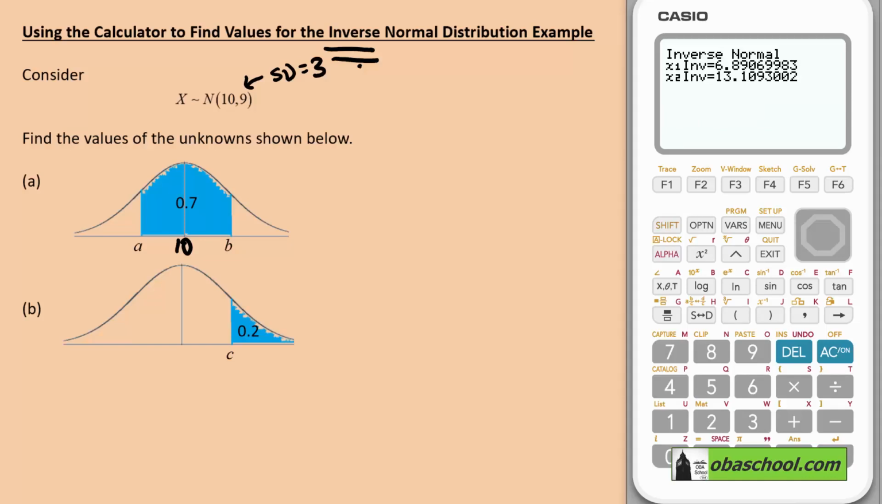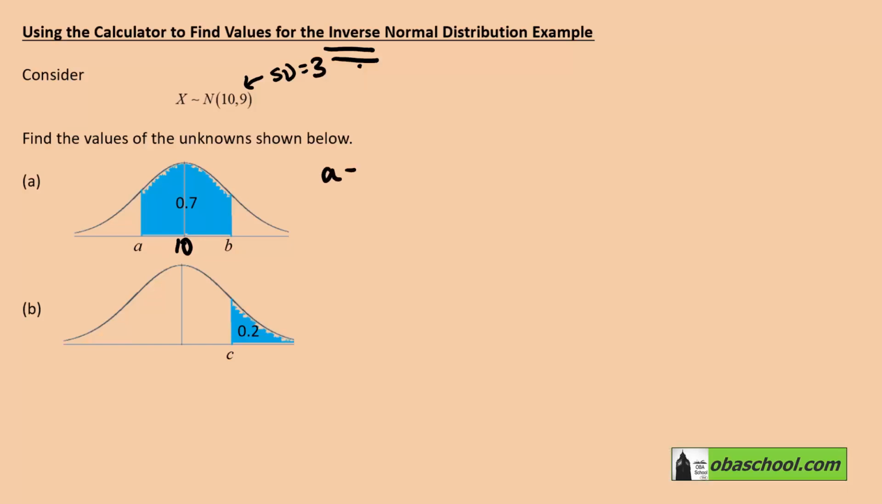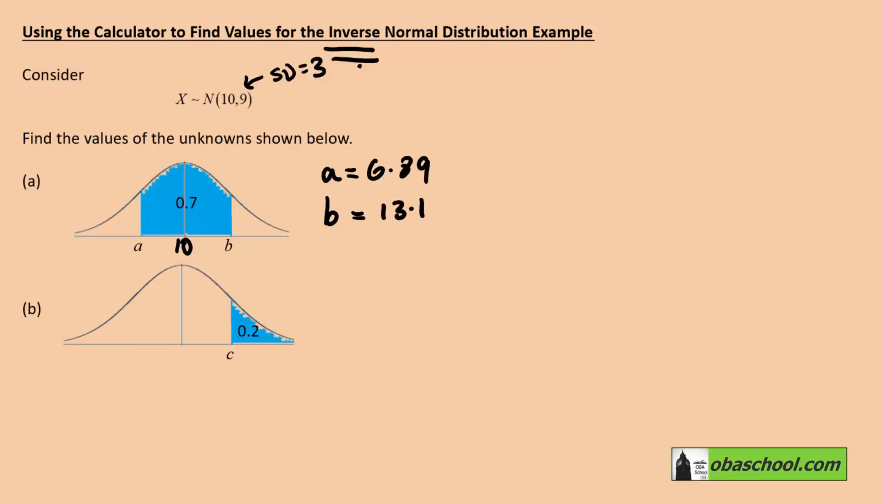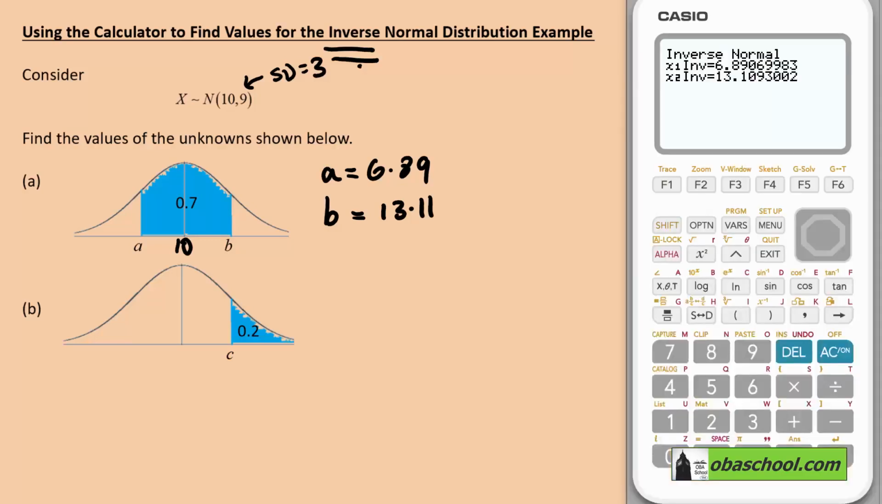And we get that this value here, A, is 6.89. And the B was, I think it was 13.11. Let's just check on the calculator, 13.11. And then we'll go to part B.